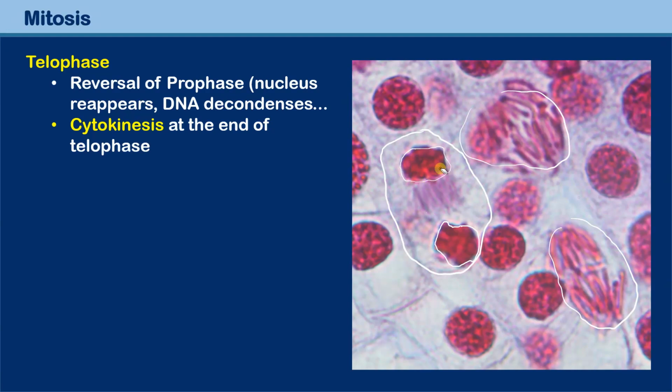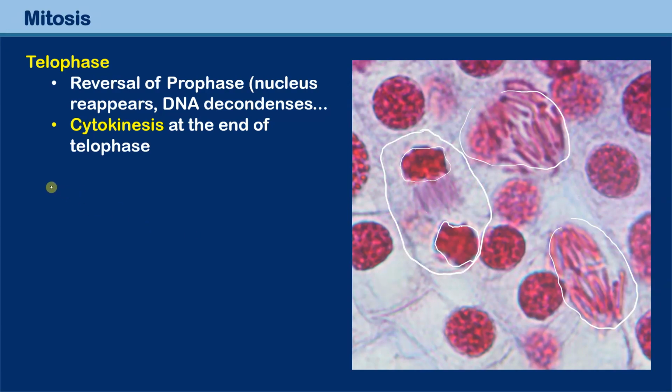So you see that this one over here is a telophase cell. When they ask you to explain what telophase is, do not just simply say it's a reversal of prophase, but you have to say the nucleus reappears, or the nuclear membranes reappear, the DNA decondenses, and so on. However, there's now an interesting new thing at the end. It's called cytokinesis. And cytokinesis is the physical splitting of the cytoplasm.